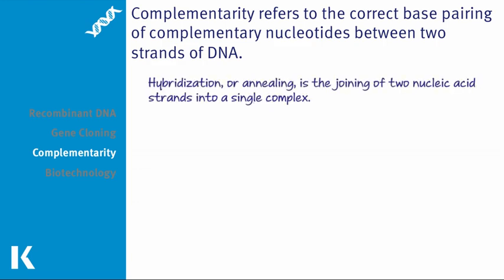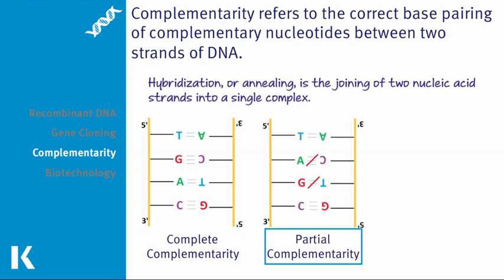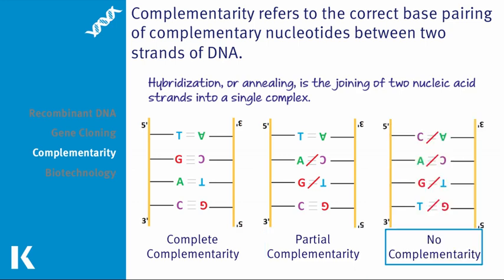Strands with high complementarity will hybridize, joining together to form a double-stranded helix through double hydrogen bonds between adenine and thymine and triple hydrogen bonds between guanine and cytosine. Complete complementarity occurs when each nucleotide binds with its pair. Partial complementarity occurs when some nucleotide pairs bind correctly, and some nucleotides are matched with the incorrect pair. When no nucleotides are correctly paired, there is no complementarity.